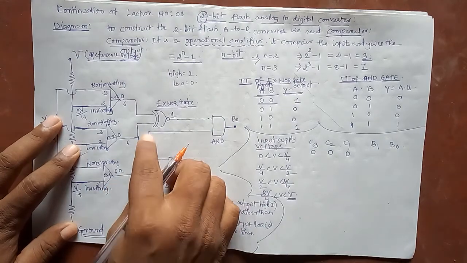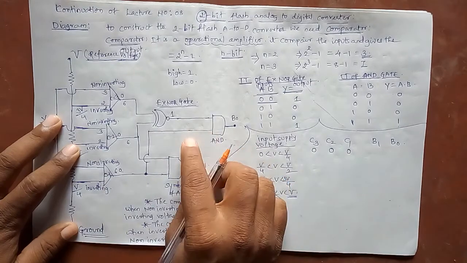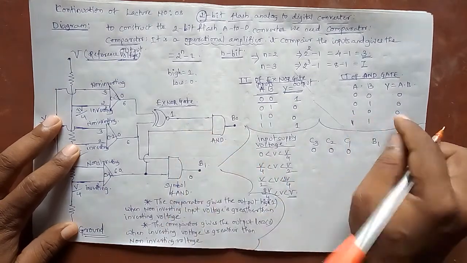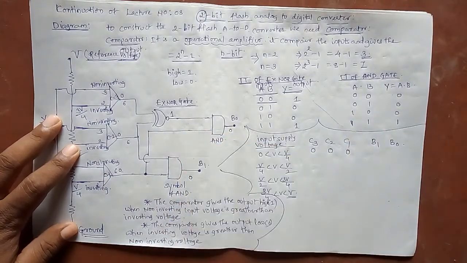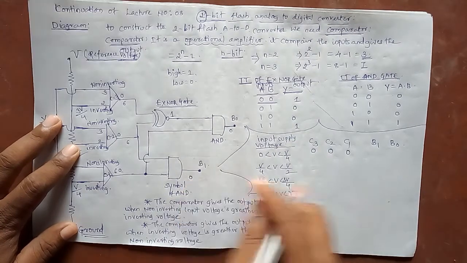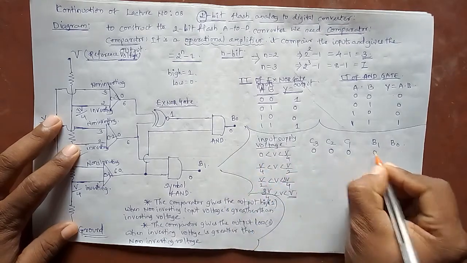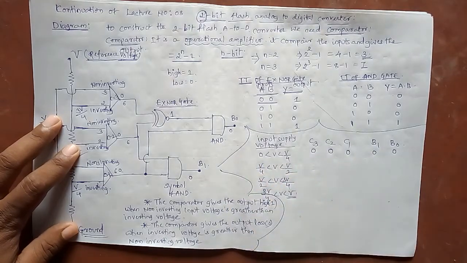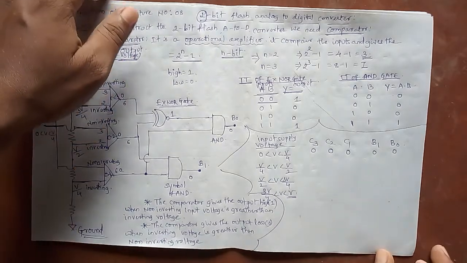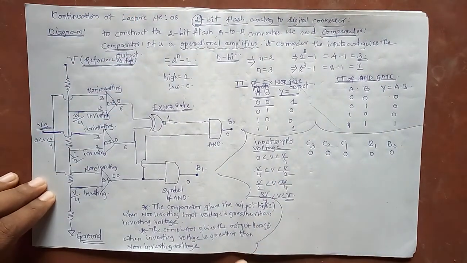Here we have one more input, here we have 1 and here we have 0. AND gate with 1 and 0 means it is 0. Here we write the values B1 is 0 and B0 is 0 for case number 1. This is also 0 and this is also 0. I explained the second one and I left the third and fourth for you to write.